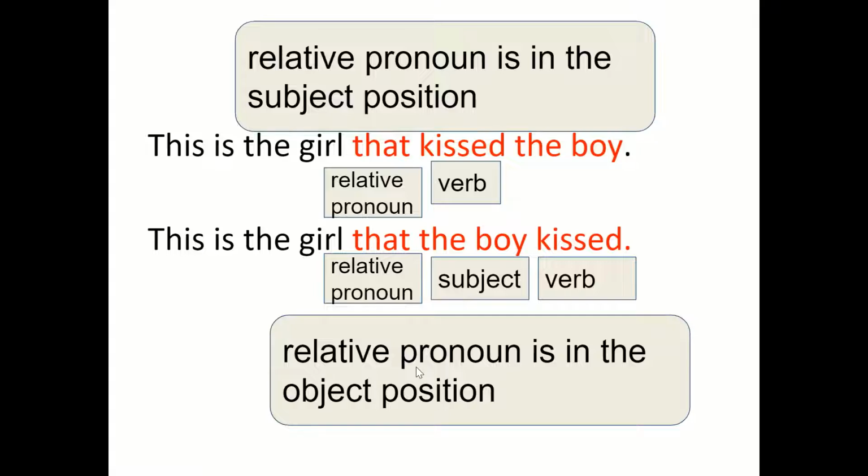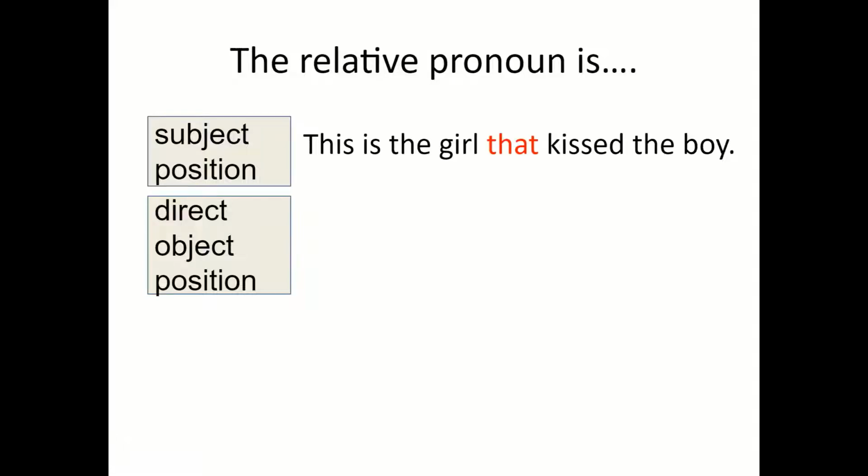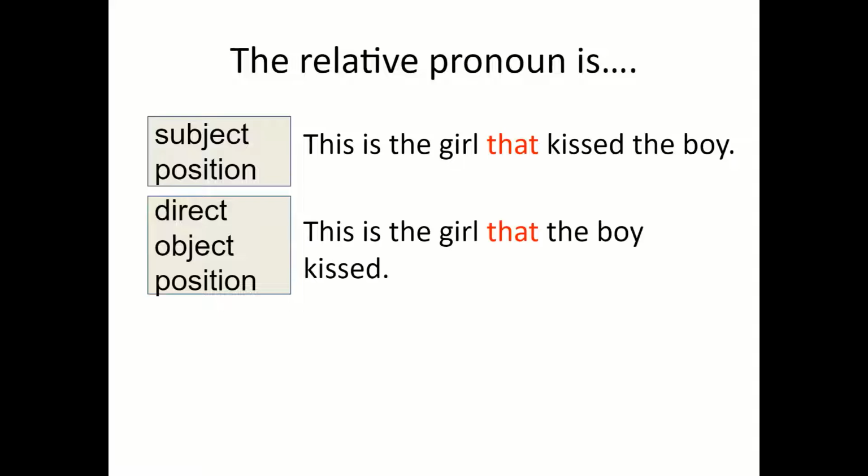Now, I've been saying object here, but if we want to get technical, this is what we would call a direct object as opposed to an indirect object. So, the subject position: this is the girl that kissed the boy. The object position: this is the girl that the boy kissed.